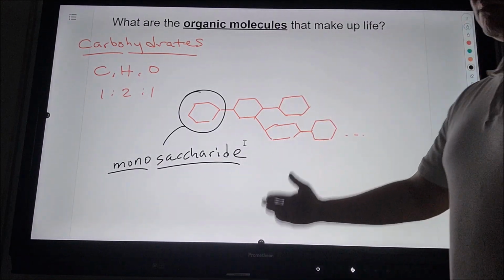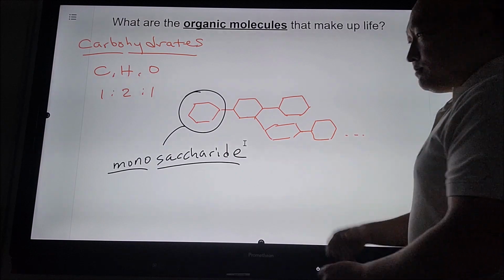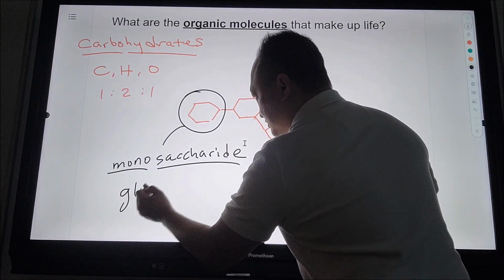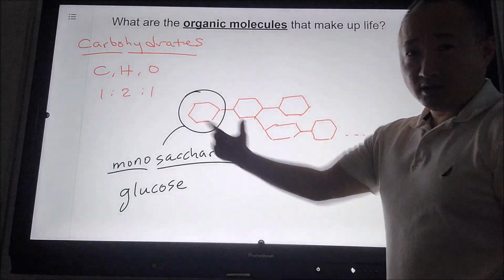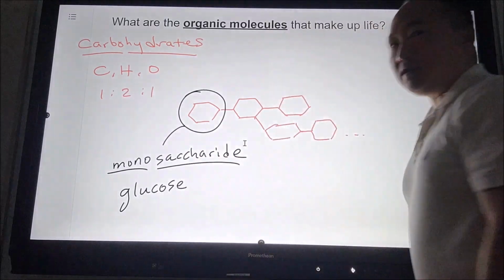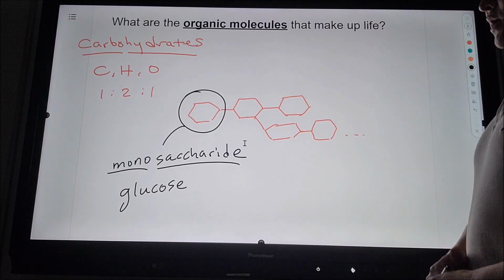So sugars are carbohydrates. Right? The most common, by far, monosaccharide is glucose. In other words, it's one unit. It's a one ring-shaped unit in glucose. And there are other monosaccharides, but glucose is by far the most common one you'll see in our class.